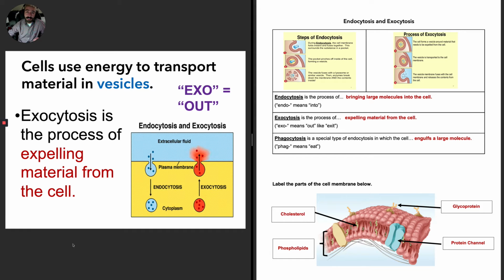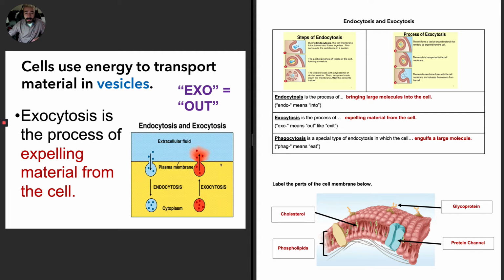The next kind, or the opposite, is called exocytosis. If exo means out, you could expect that exocytosis is the process of expelling material from the cell or moving things out of the cell.